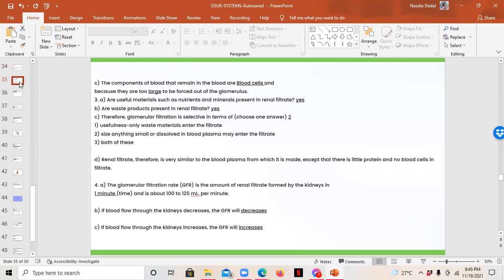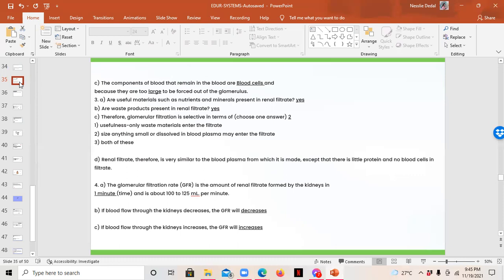Letter C. The components of blood that remain in the blood are blood cells, because they are too large to be forced out of the glomerulus. Number 3, letter A. Are useful materials such as nutrients and minerals present in renal filtrate? Our answer is yes. B. Are waste products present in renal filtrate? Our answer is yes. C. Therefore, glomerular filtration is selective in terms of, choose one answer. Our answer is 2.